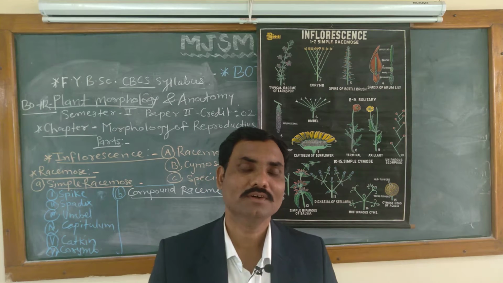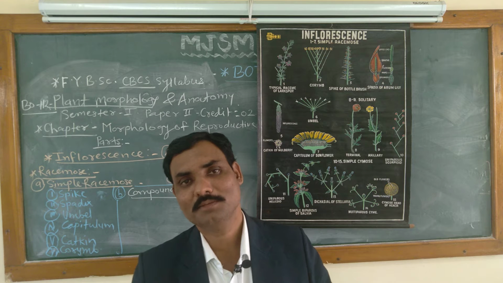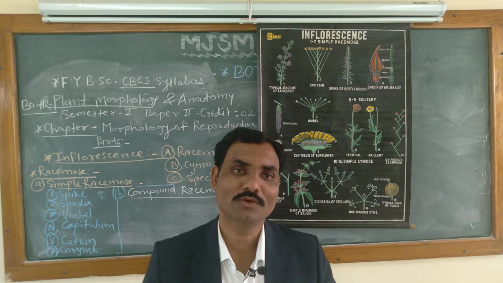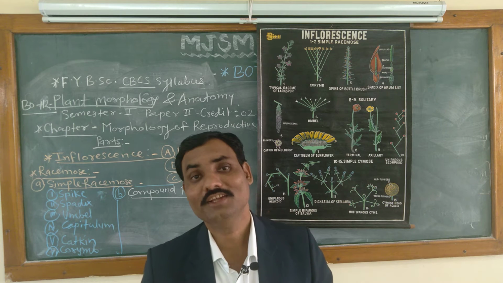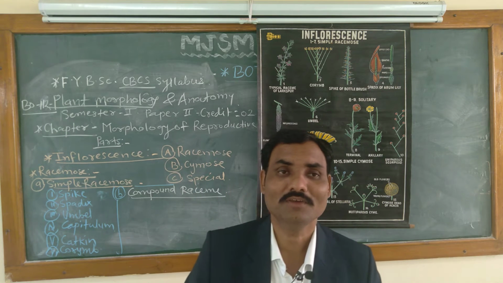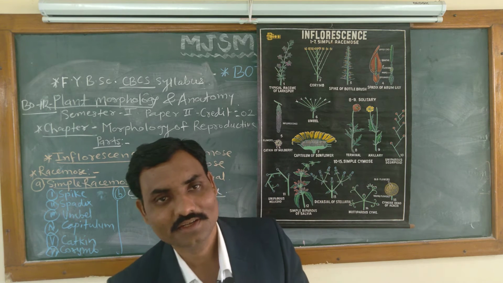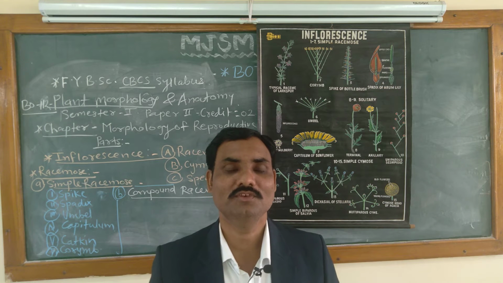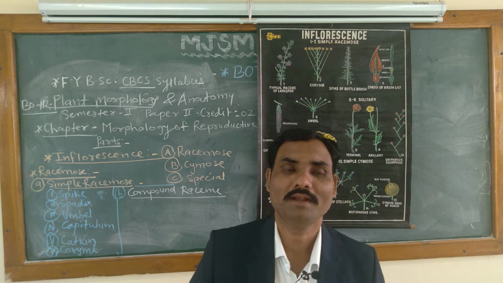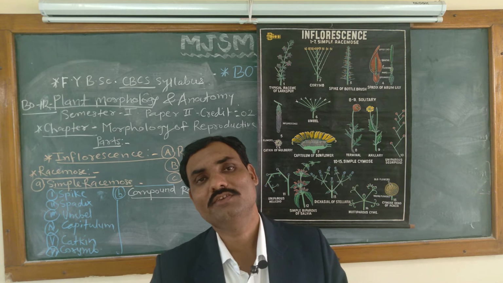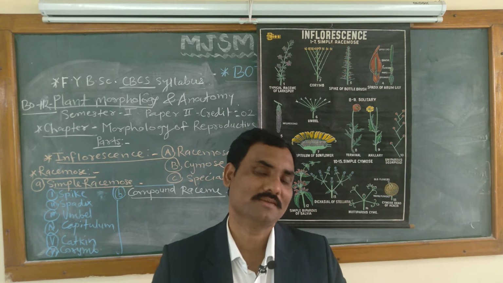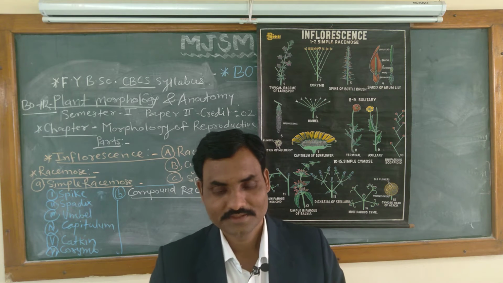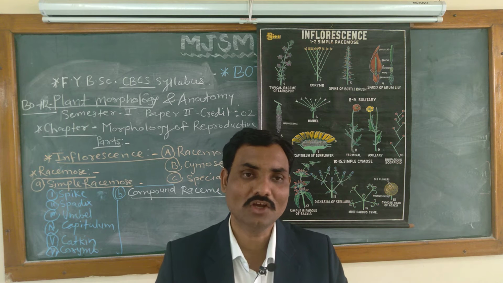The main aim of this video is only for educational purpose. Our college is affiliated to Savitribai Phule University of Pune, and in this university the syllabus of FY and SYBSc Botany is a choice based credit system. In short form, it is called a CBCS pattern. In this CBCS pattern, there are 2 credits in each paper in each semester, and for FYBSc the name of the paper is Plant Morphology and Anatomy.